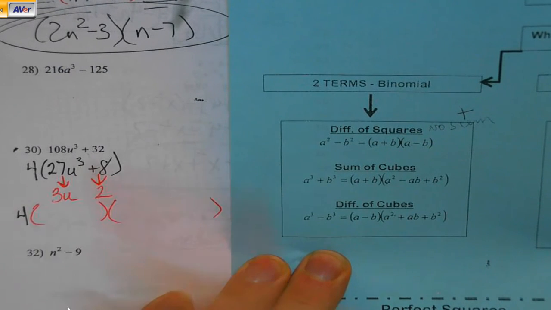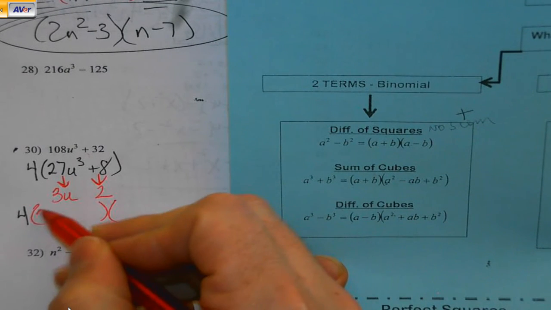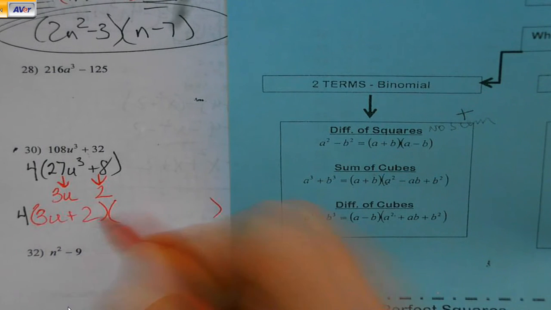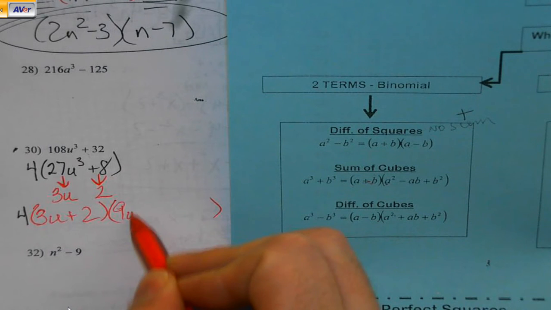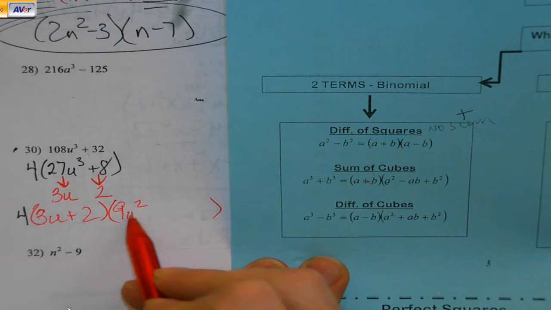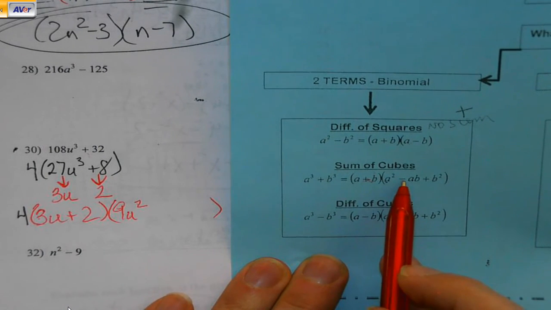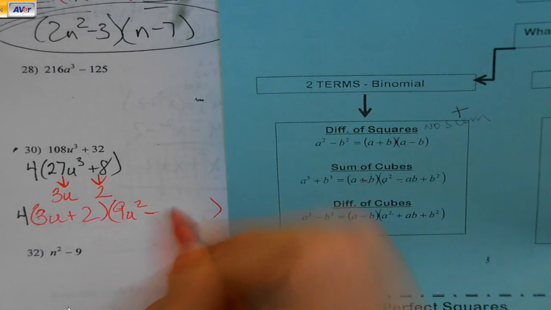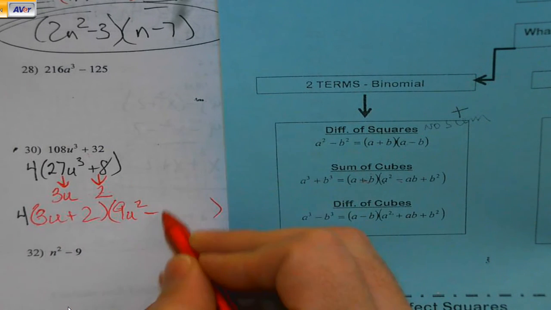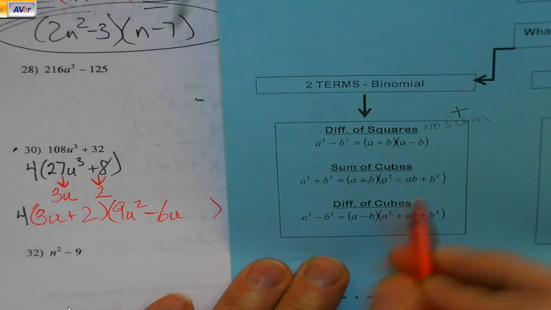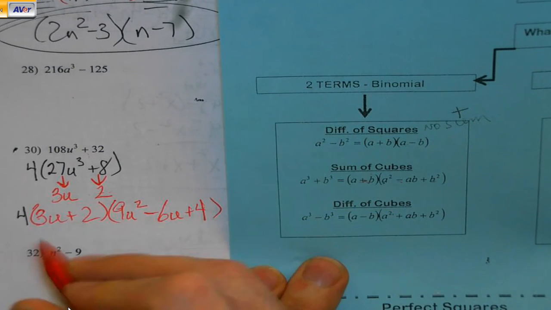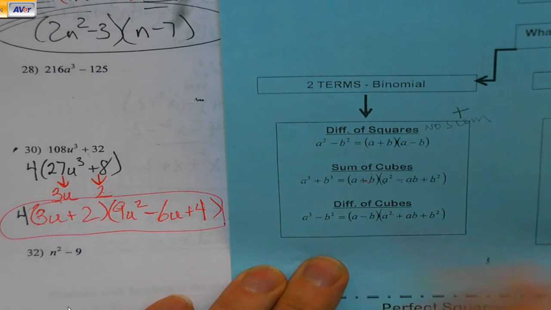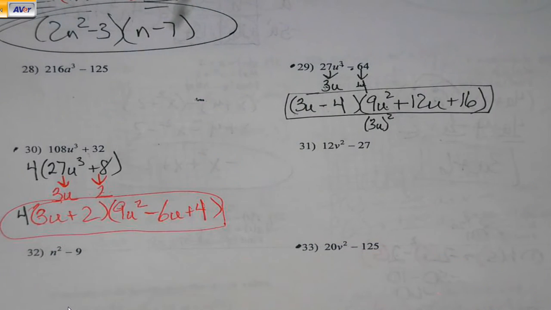This time it's a sum. So it's first plus second. Square my first. We talked about that in the last one, the 3 and the u. This middle sign becomes a negative. I multiply those together. And I add the square of my last term. Nothing different. I just have to start working at finding the common term before I get there.